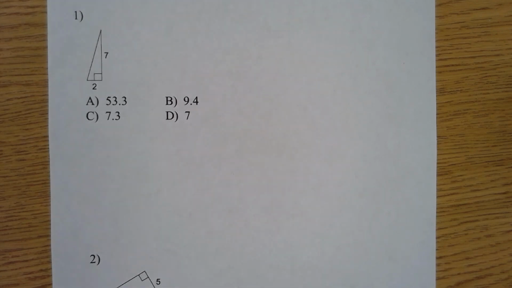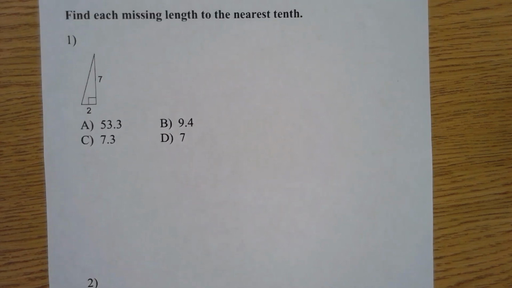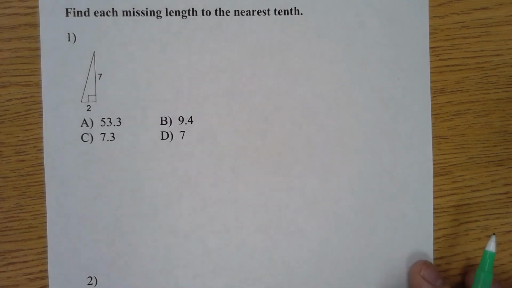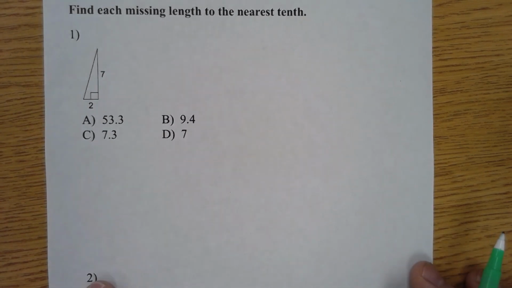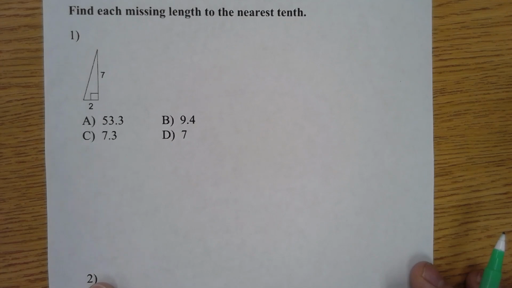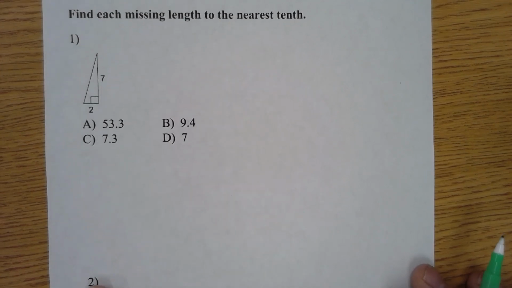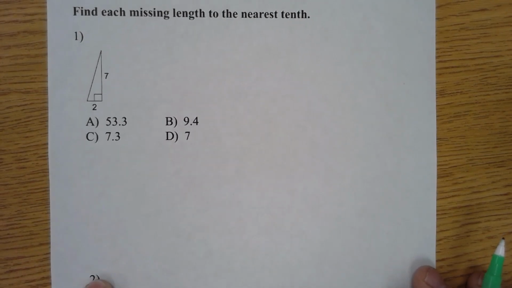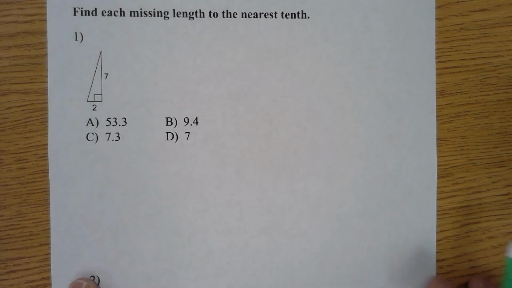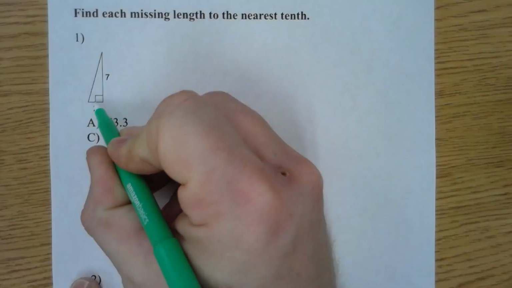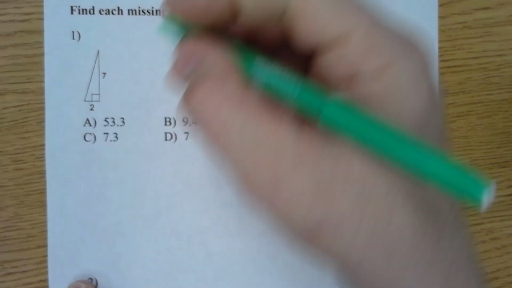If you look at number 1, we have a right triangle, and the instructions say find each missing length to the nearest tenth. Anytime we have a right triangle and we're missing a side, this is the Pythagorean theorem. The first thing we do is look for our right angle, which is represented by this square here, and then we use that to label our sides.